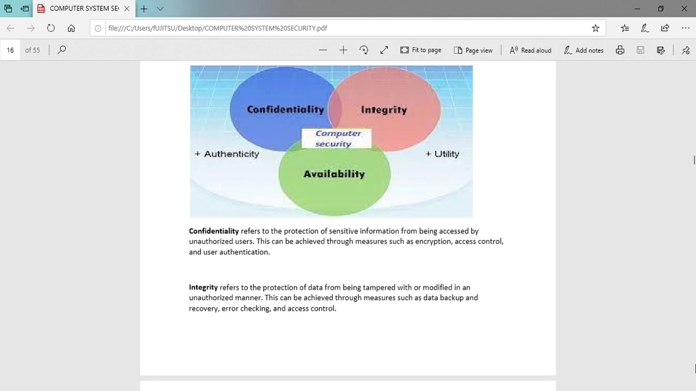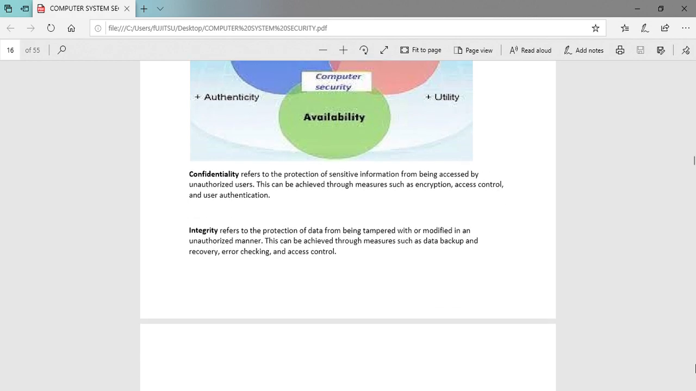The first is confidentiality. Confidentiality refers to the protection of sensitive information from being accessed by unauthorized users. This can be achieved through measures such as encryption, access control and user authentication.